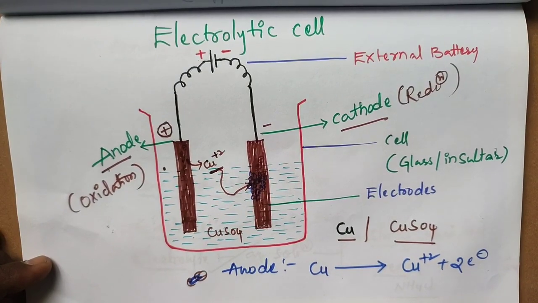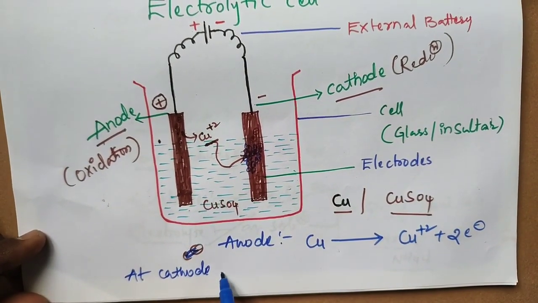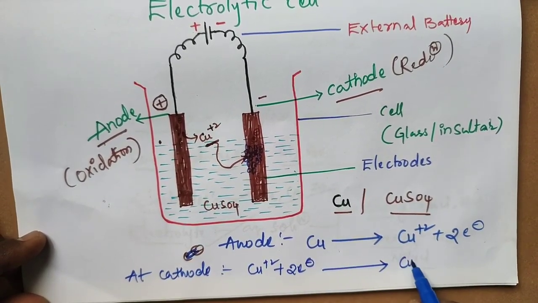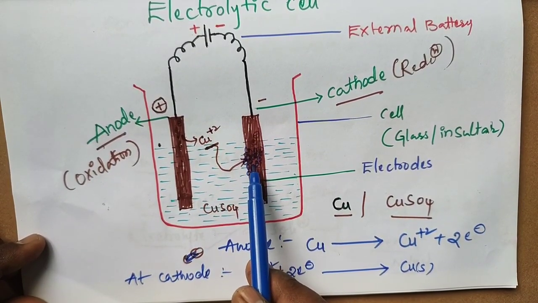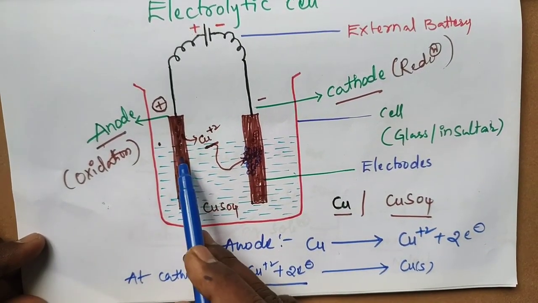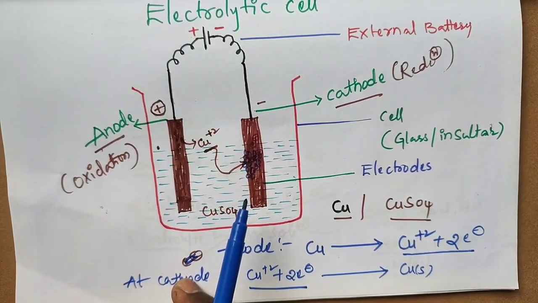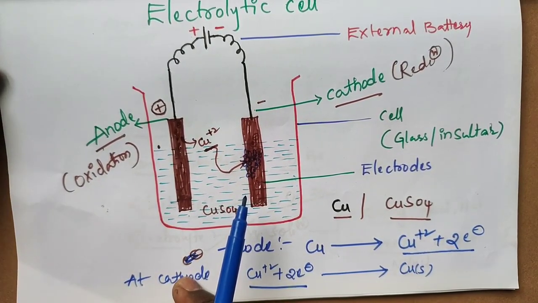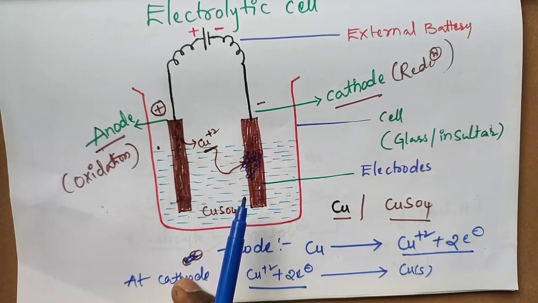So at the cathode, Cu plus 2 plus 2 electrons gives Cu solid. Cu plus 2 ions occupy the surface area of the cathodic electrode. What happened here? Reduction takes place. And what happened there? Oxidation takes place. By following this method, impure metals are converted to the pure form, and pure metals are extracted from ores like that.